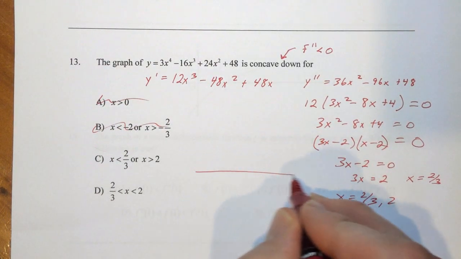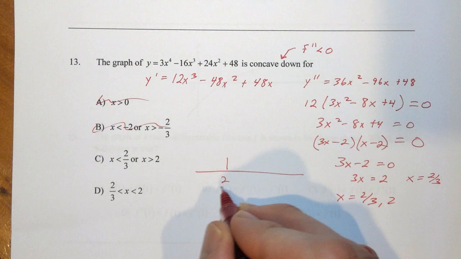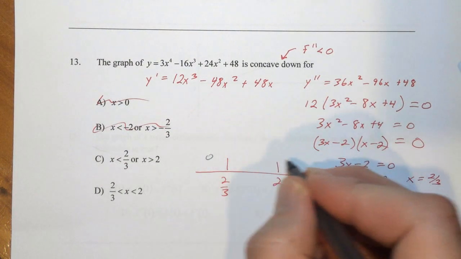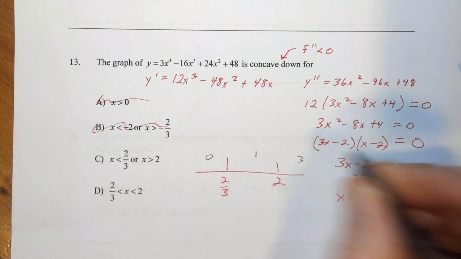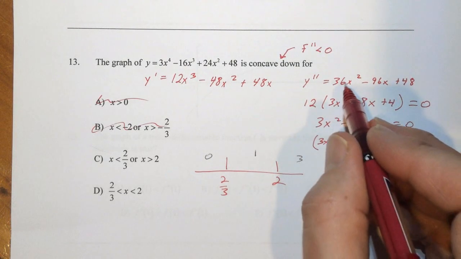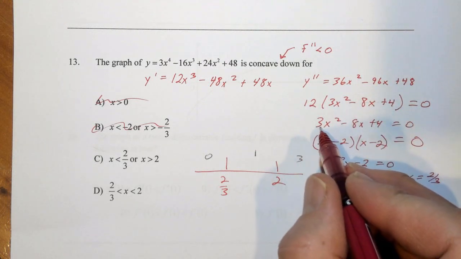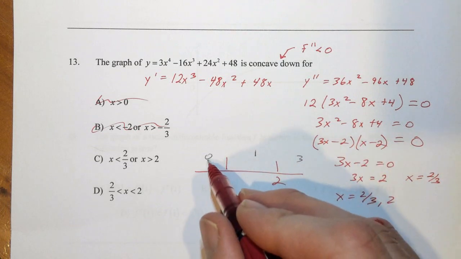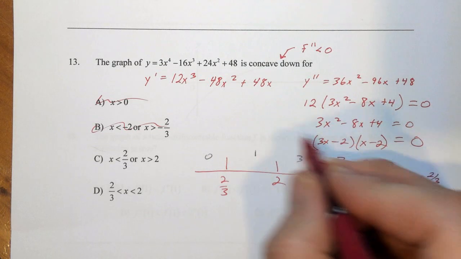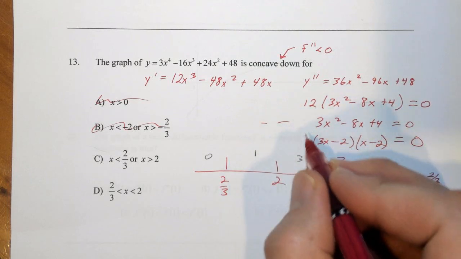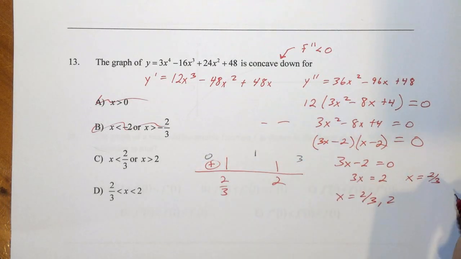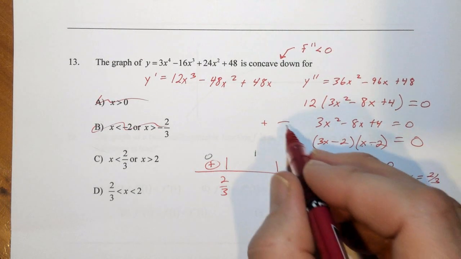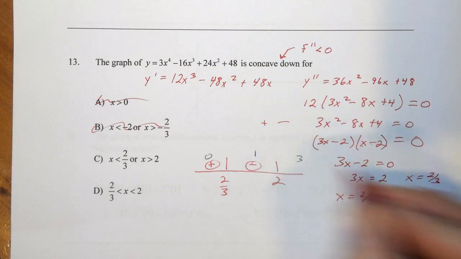When we do our second derivative test, we'll throw 2/3 on there and 2 on there. We're going to pick some test values and plug them into the second derivative, over here, or for that matter here or here. Let's plug in here, in the factored version. If we plug in 0, 0 minus 2 is negative, 0 minus 2 is negative, and negative times a negative is positive. If we plug in 1, 3 minus 2 is positive, 1 minus 2 is negative, and positive times a negative is a negative.